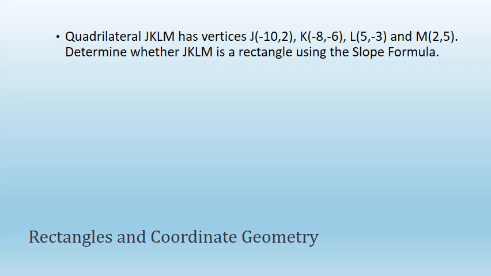But we're going to jump over here where I've already graphed JKLM using the vertices that were given. And then we're going to try to determine whether JKLM is a rectangle using the slope formula. And of course, we should know this already, but slope is equal to y2 minus y1 over x2 minus x1.